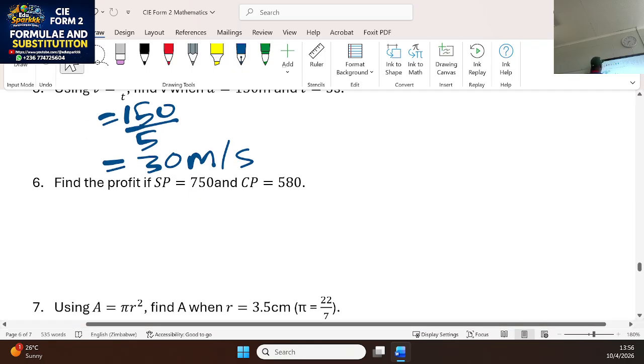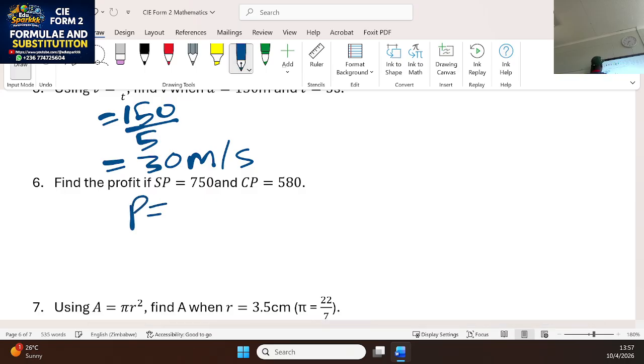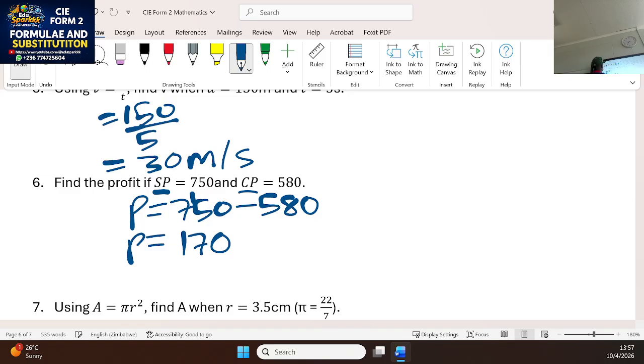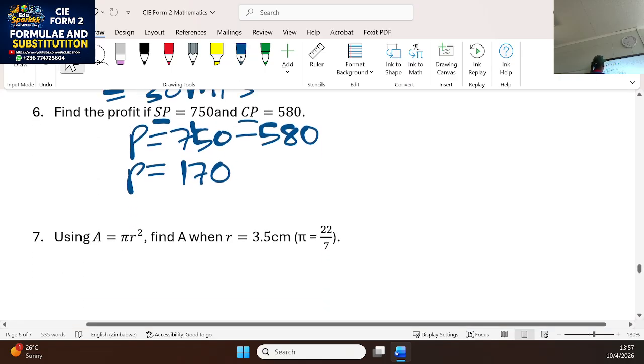Find the profit if selling price is 750 and cost price is 580. So the profit denoted by P will be equal to selling price minus cost price, which will be 750 minus 580. And when we do so, it gives us 170. So the profit is going to be 170 for that problem.